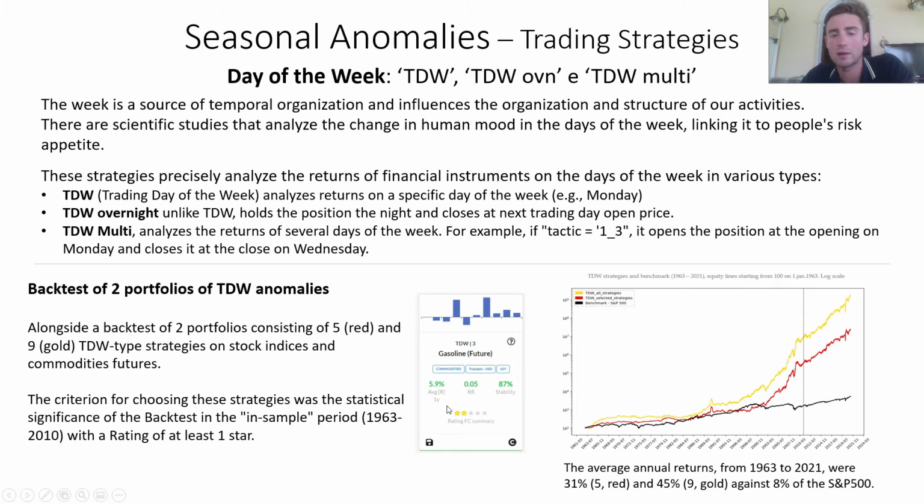Here you can see a card of an anomaly with a rating of 2 stars, so this anomaly is present in both portfolios. The results are that the average annual return from 1973 to 2021, the entire period, was 31.5% for the red, meaning the portfolio composed of 5 anomalies. Instead, 45% annual return for the portfolio in gold against the 8% of the S&P 500.